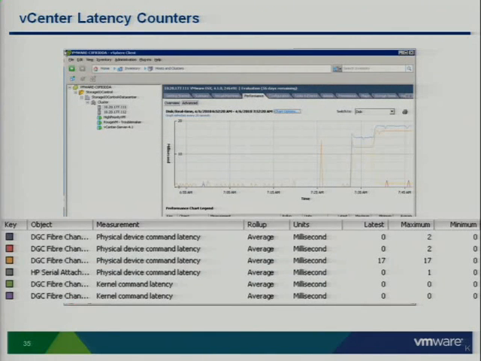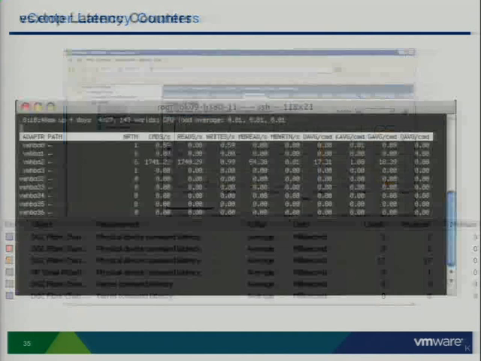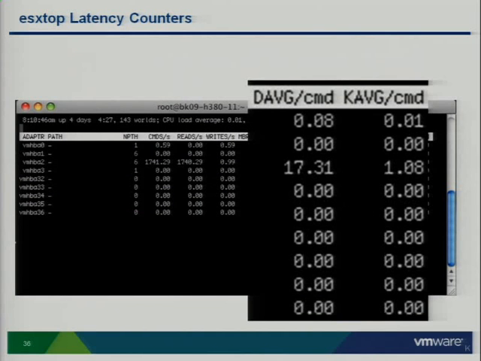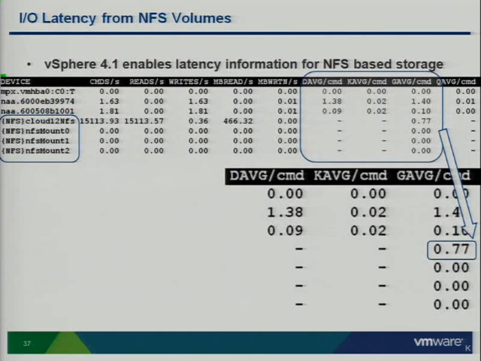So how do you see these? You can see them in vCenter or on ESXtop. And on ESXtop, you see a DAVG, device average, and a KAVG, kernel average, and it reports both latencies. And over here, you can see it's 17.31 for the device, maybe worth looking at. Kernel average is starting to show up there. Not very large, but even then, worth looking at why that's happening.